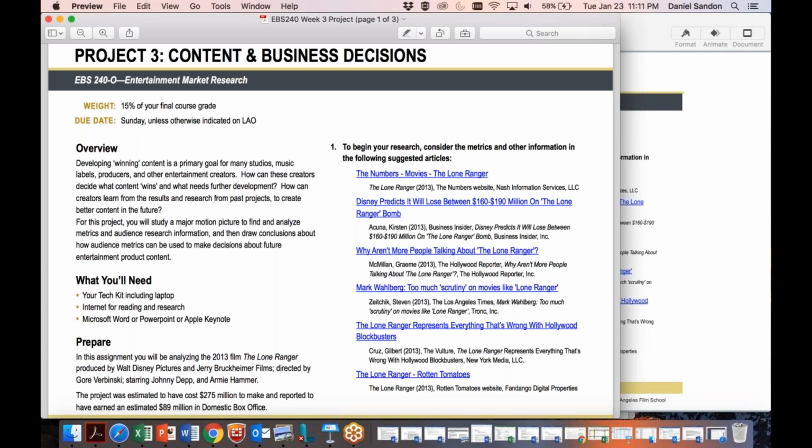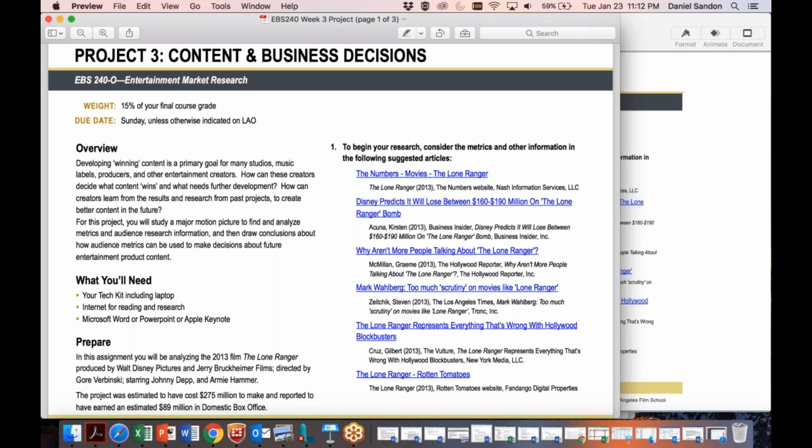music labels, producers, and other entertainment creators. How can these creators decide what content wins and what needs further development? How can creators learn from the results and research from past projects to create better content in the future? For this project, you will study a major motion picture to find and analyze metrics and audience research information, and then draw conclusions about how audience metrics can be used to make decisions about future entertainment product content.